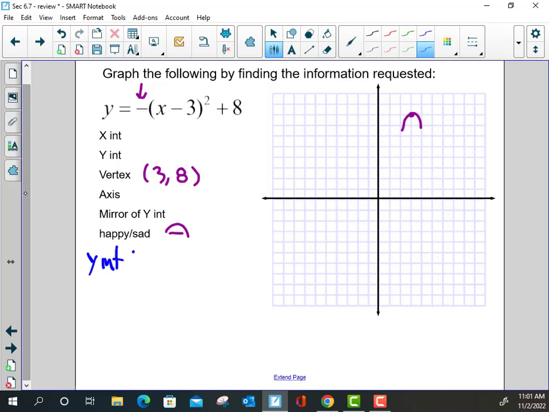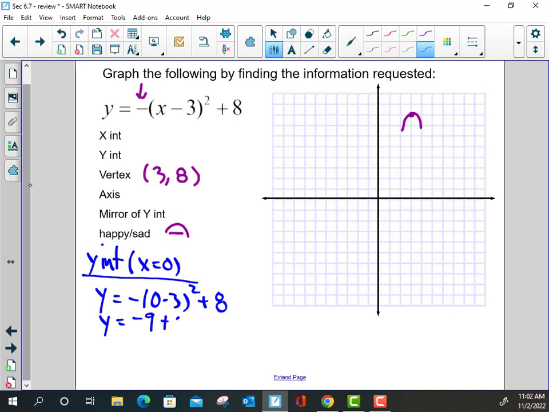For the y-intercept, the x value is 0. So all you do is substitute 0 into the original equation for x. So you have 0 minus 3 all squared plus 8. So this is going to be negative 9 plus 8, and y is going to equal negative 1. So my y-intercept is at 0, negative 1. So I'm going to put a dot down here.